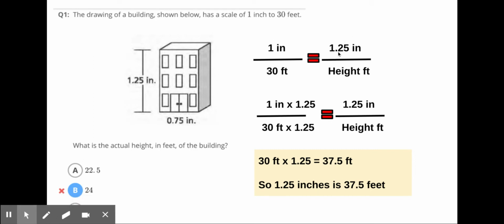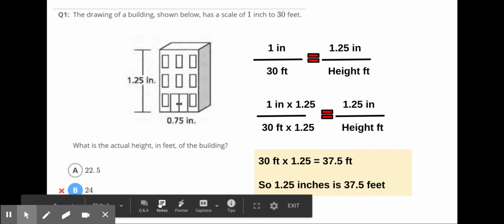Well, we want to know what 1.25 inches is. Think about it: 1 inch times 1.25 equals 1.25, correct? So we multiply the top by 1.25, we multiply the bottom by 1.25. We're maintaining similar fractions here, so nothing changes. So 30 times 1.25 is 37.5 feet. So there's our height. Let's move on to the next one.